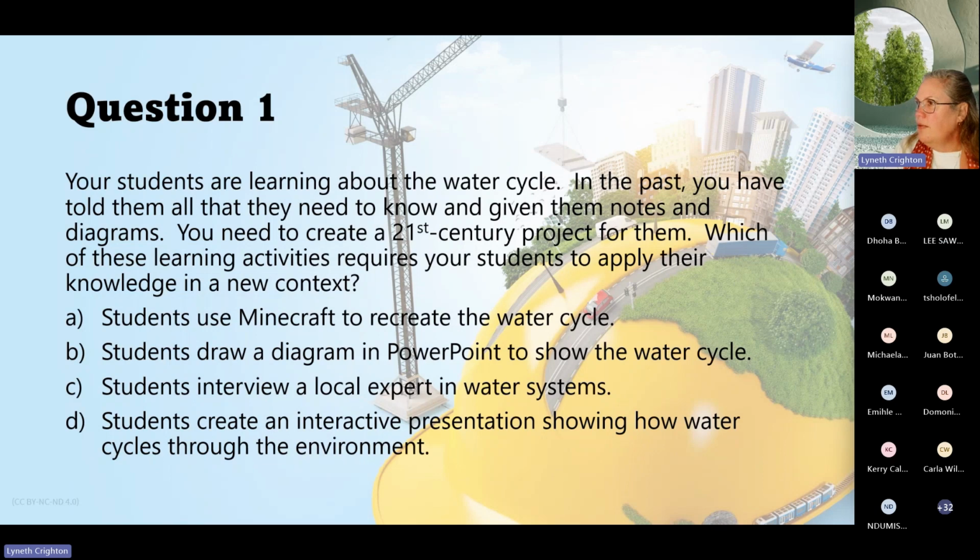Okay, hopefully now we have it as a poll, which will make it easier for everybody to submit a vote. Which one do you think is knowledge construction? So I'll read through it.